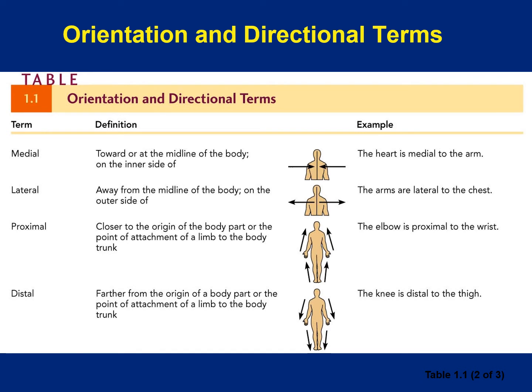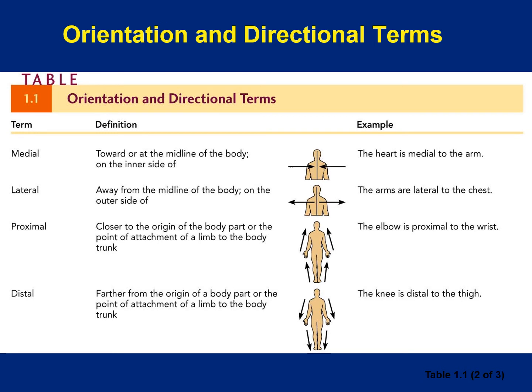Now, you'll also see medial, lateral, proximal, and distal. And when you read these definitions, they look a lot alike. Medial means towards the middle. And in the human body, we consider our spinal cord to be right in the middle of our body. So medial means middle. Lateral means to the side. Well, proximal means closer to the origin body part. Distal means further away. So sometimes people might get these confused.